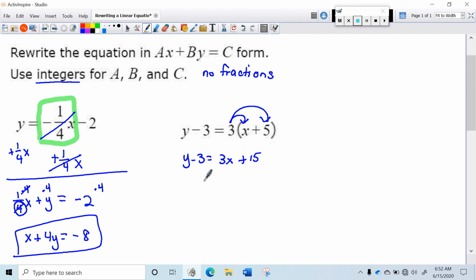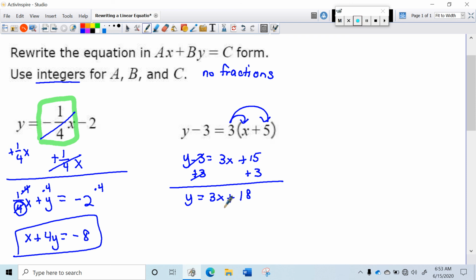Now, I need x and y on the left-hand side, constants on the right. So let's get rid of this negative 3 by doing the opposite. The opposite of negative 3 is positive 3. So I'm going to add 3 to both sides. So that gives me y, opposites cancel, equals 3x plus 18. 15 plus 3 is 18.